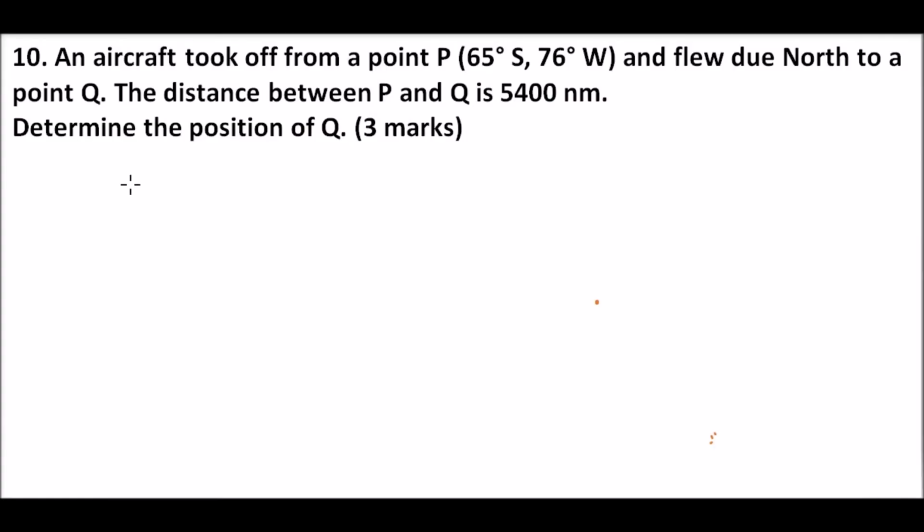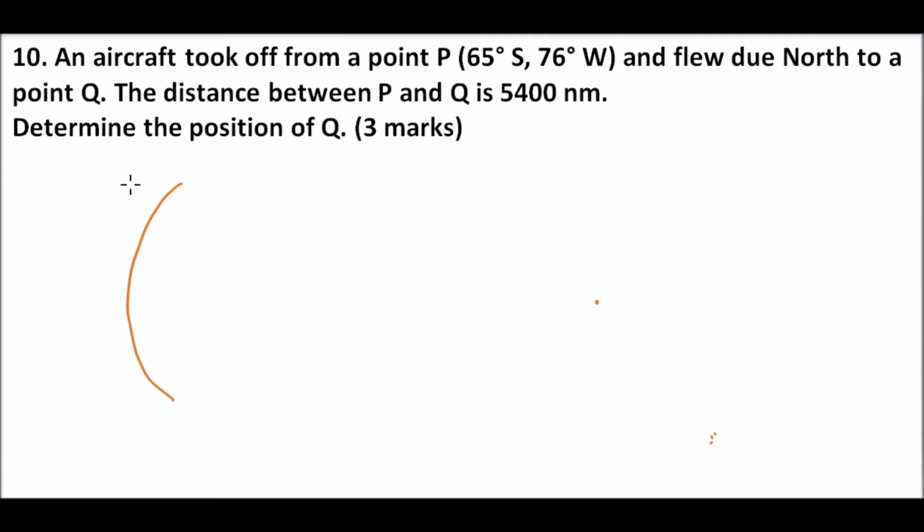Question number 10. We are told an aircraft took off from point P, 65 degrees south, 76 degrees west, and flew due north to a point Q. The distance between P and Q is 5,400 nautical miles. Determine the position of Q. So we can say this is the longitude.